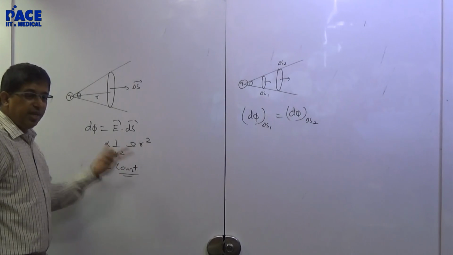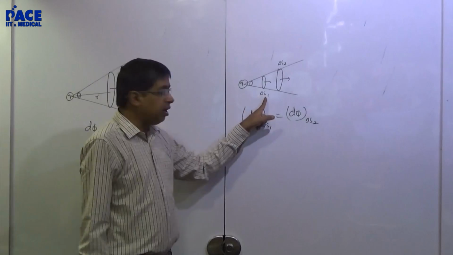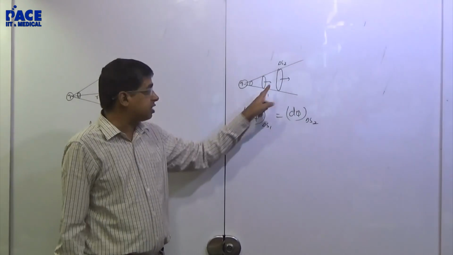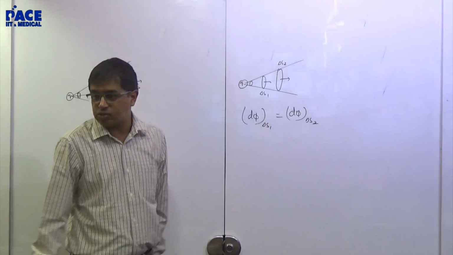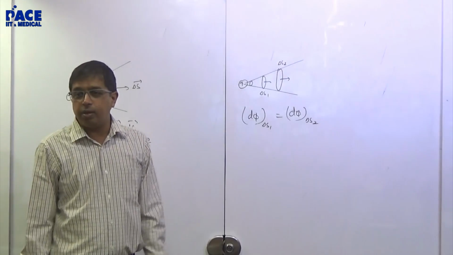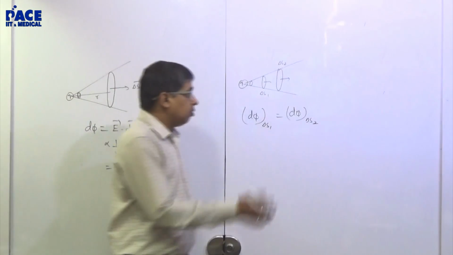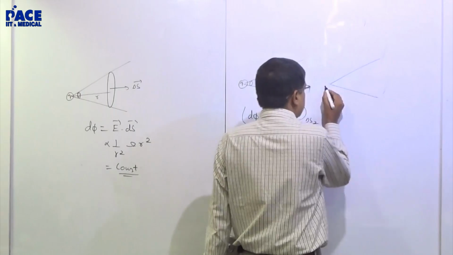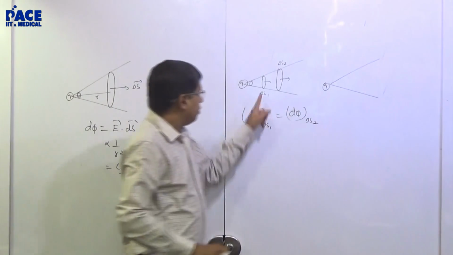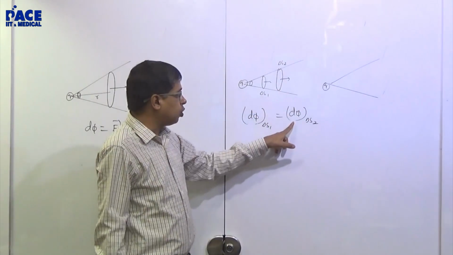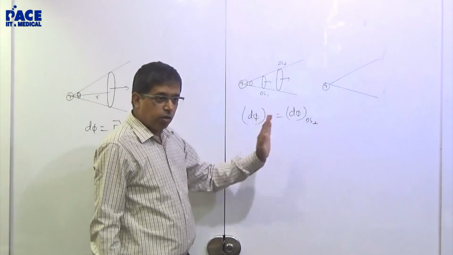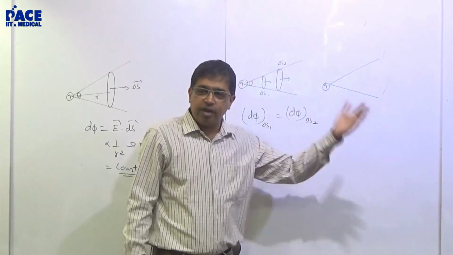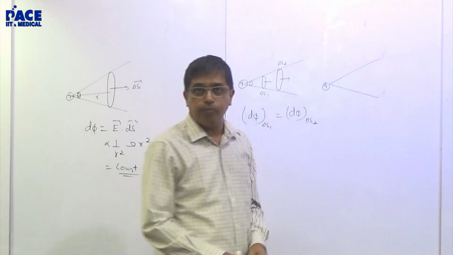But it is independent of r. Field will be decreasing by 1 by r square, area will be increasing by r square. So the product will remain constant. One more significance here. You may say that for both these surfaces you could tell me that the flux is the same because area is increasing and field is decreasing by the same ratio.